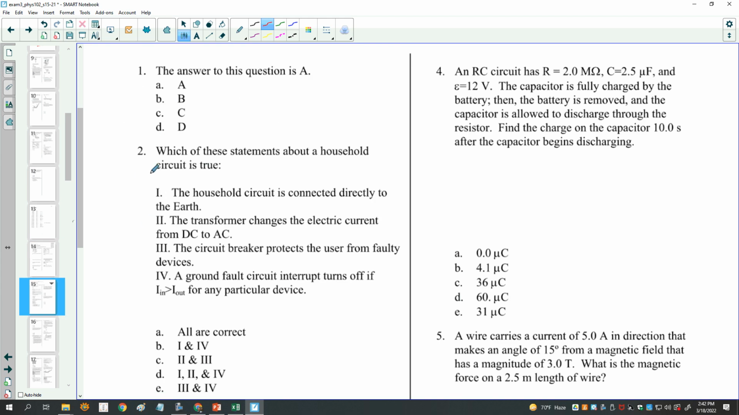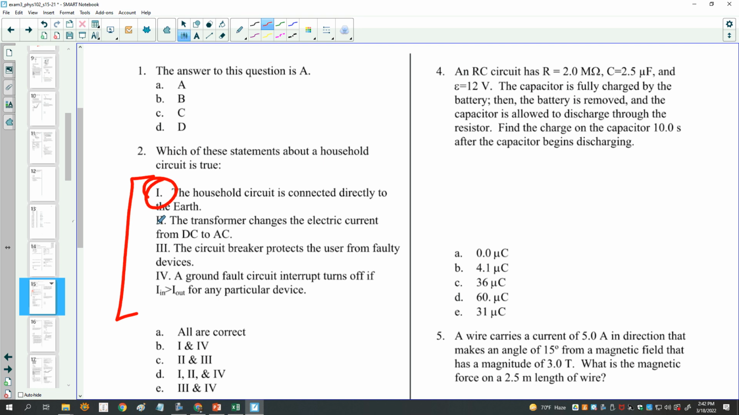Make sure you know about these various household circuits. You'll see similar statements, but they will be different, depending on the question. Your question will be exactly like one of these questions. The household circuit is connected directly to the earth. That's true by our grounding. The transformer changes DC to AC. That's not true for household circuits.